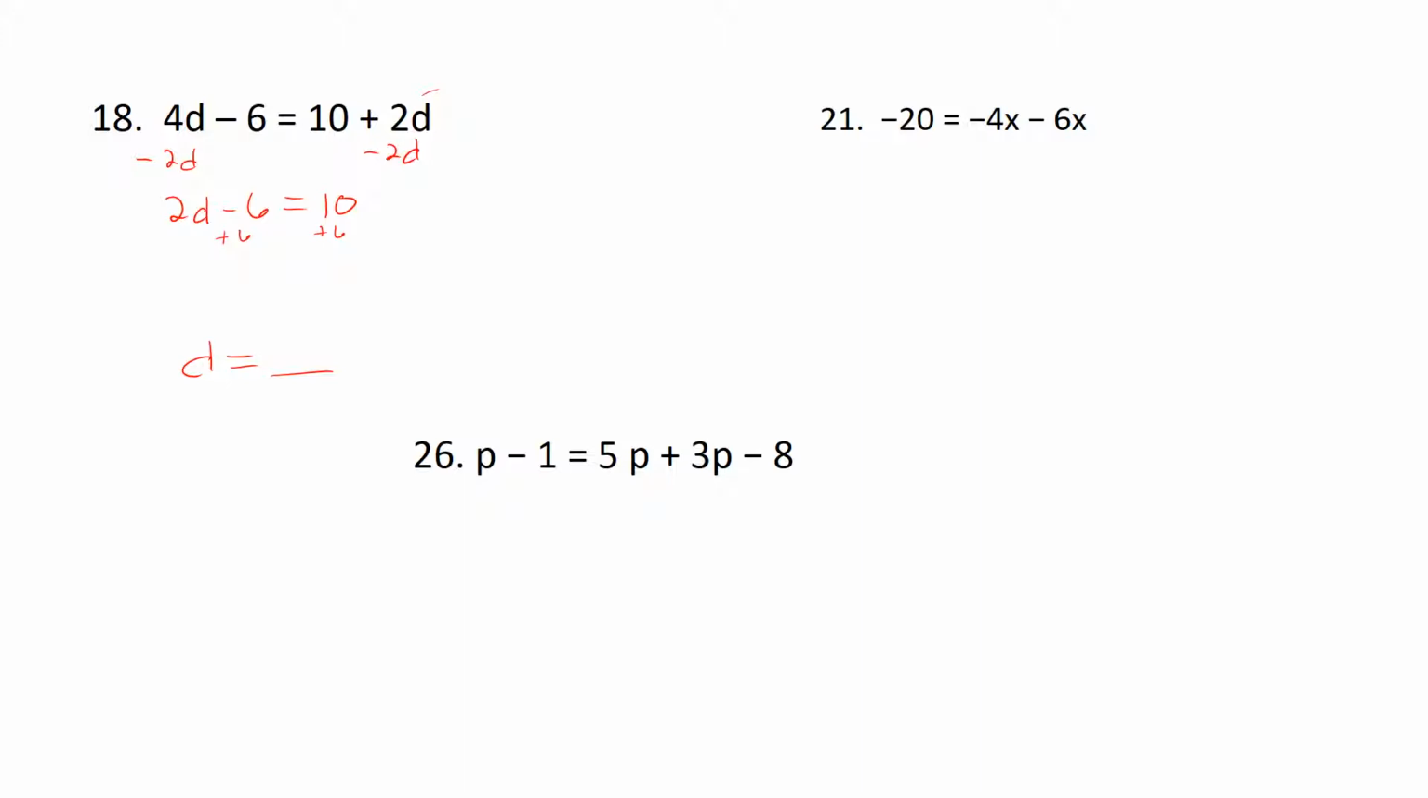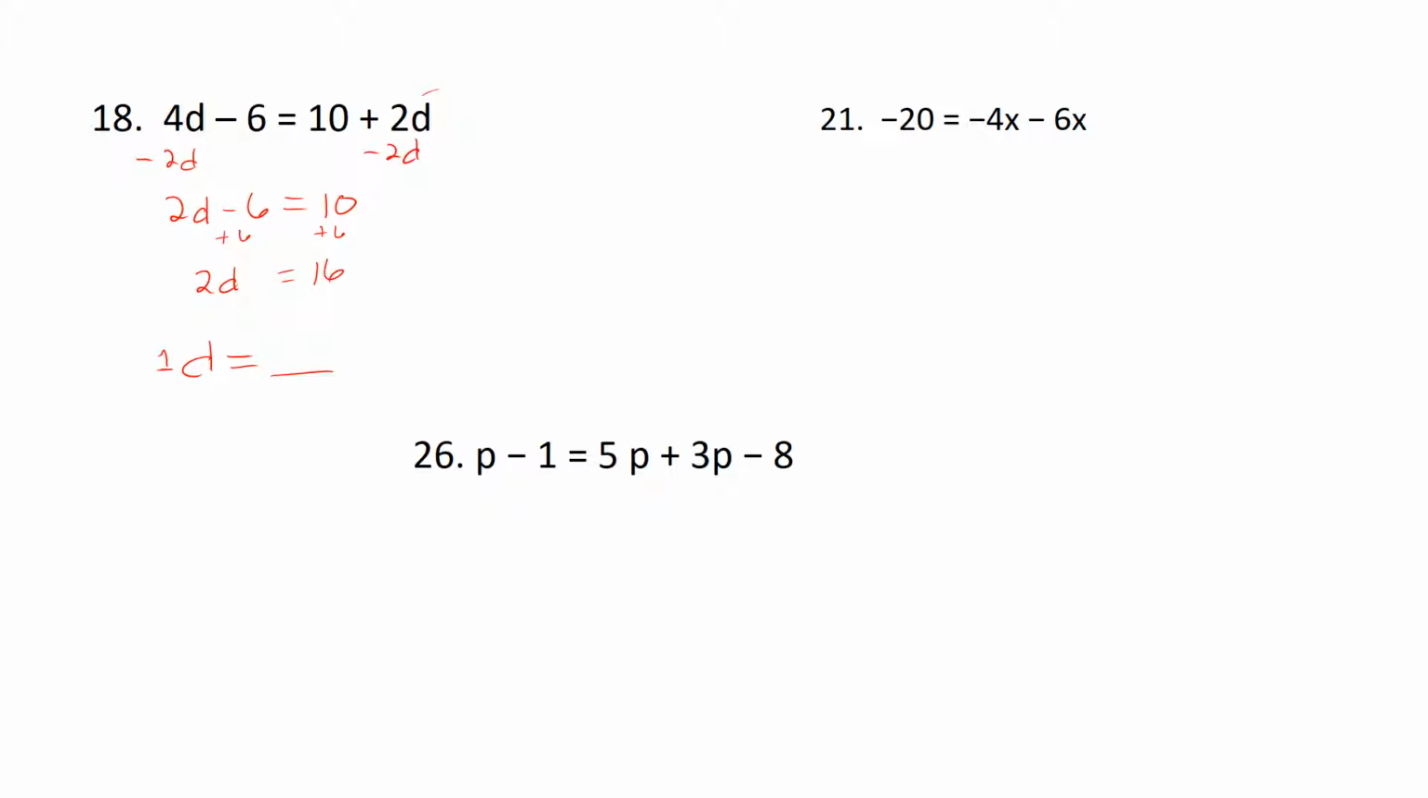So now 2d minus 6 and plus 6, that's 0. We can leave that out. And on the right side, 10 plus 6 is 16. Now I'm almost there. But remember, there's a 1 in front of this d that we don't usually write.